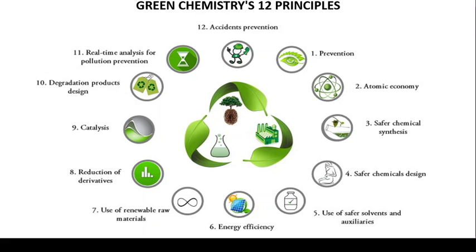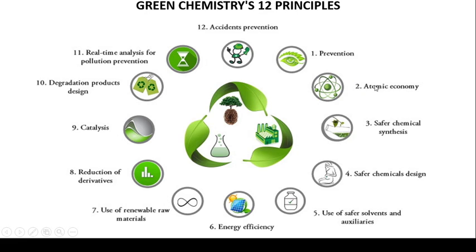Talking about the 12 principles of green chemistry, the first is the prevention of waste, then atom economy, then safer chemical synthesis, then designing safer chemicals, then the use of safer solvents and auxiliaries. Further, energy efficient processes are used. Then use of renewable raw materials, that is, the raw materials should be renewable, they can be used continuously and are easily available in nature.